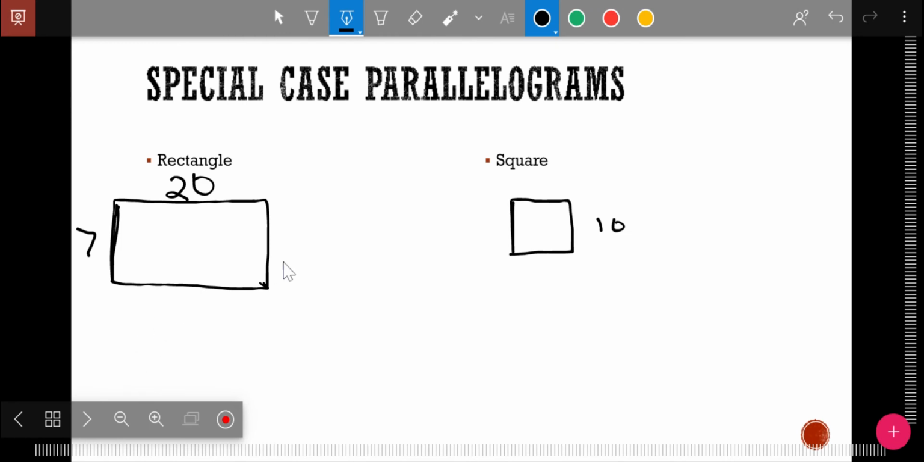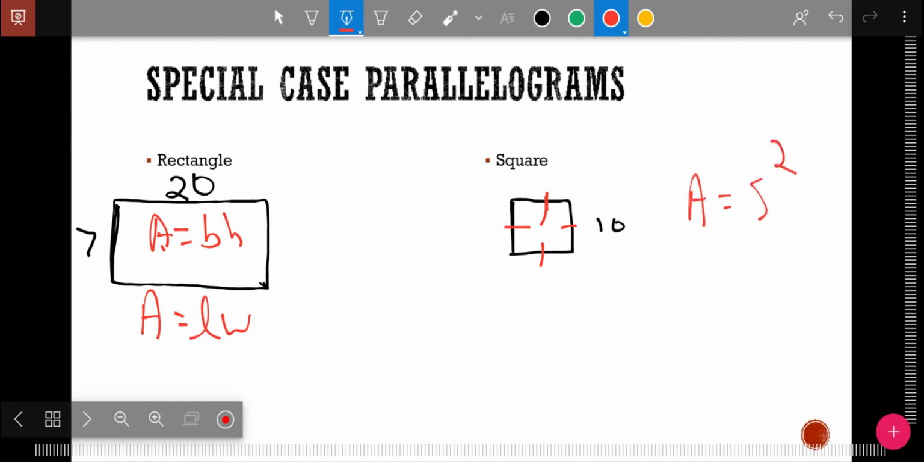Right? This is a rectangle special case, and I call these special cases just because there's more than one formula. So we could do area equals base times height. Or you could call it length times width. And for a square, all of these are the same, and so you say area equals side squared.